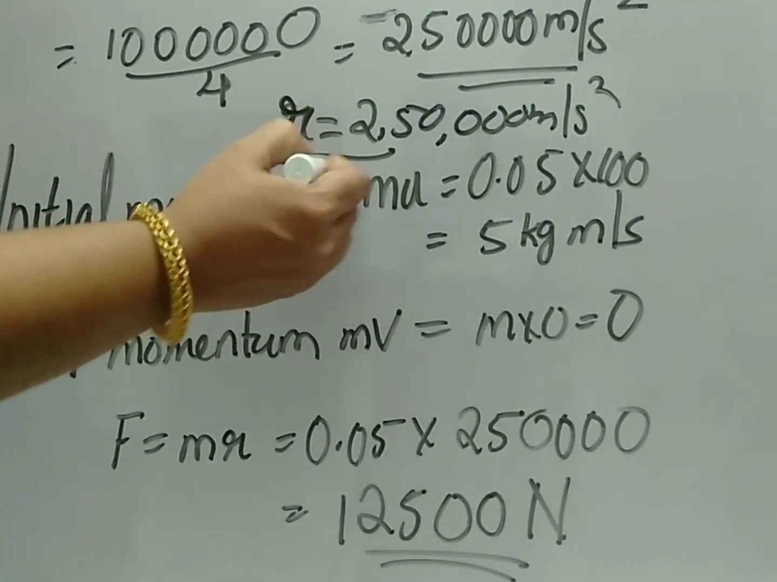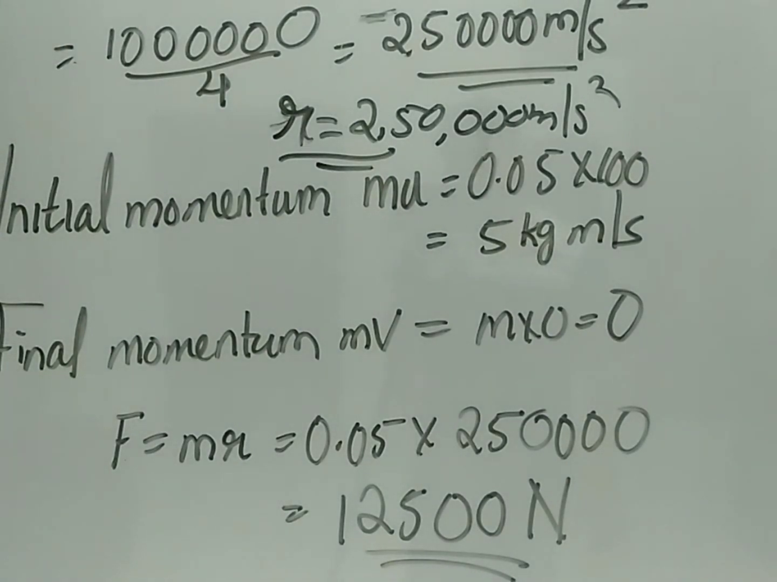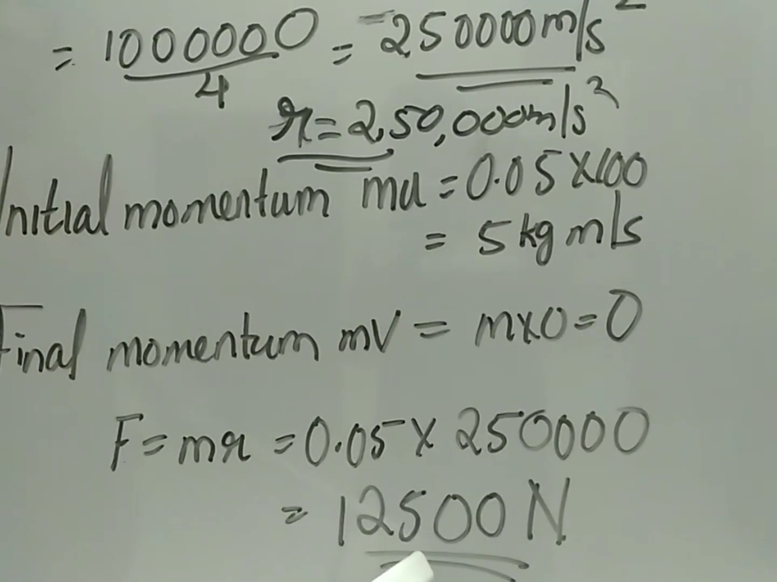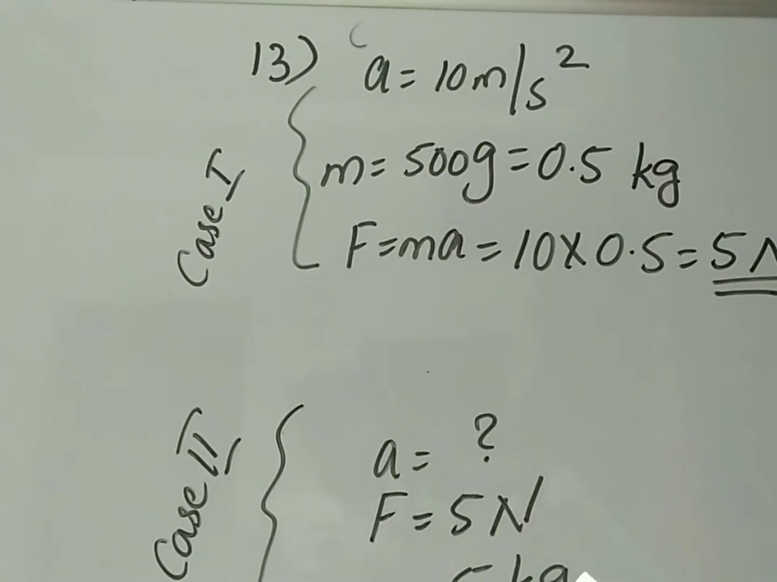So that is our first question: calculate the retardation, initial momentum, final momentum and the retarding force. Retarding force is F is equal to mr. So mass is 0.05 into 2,50,000. You will get 12,500 Newton.